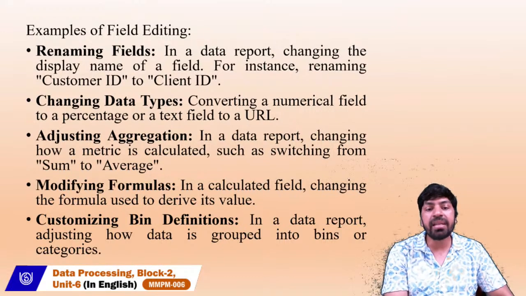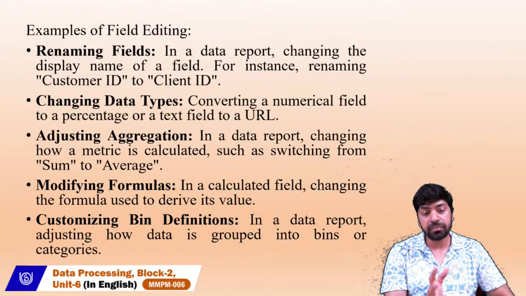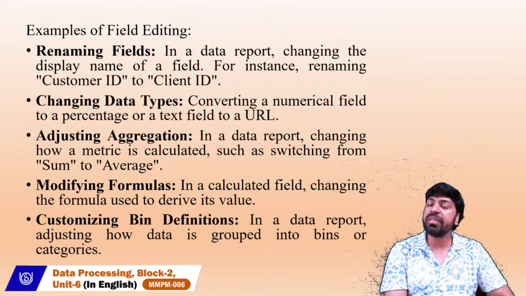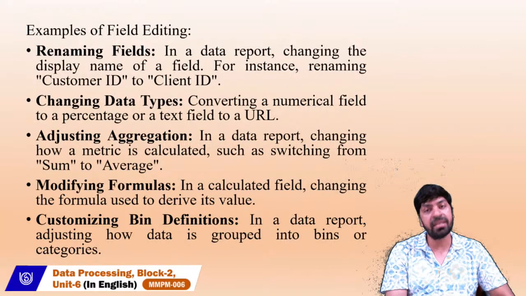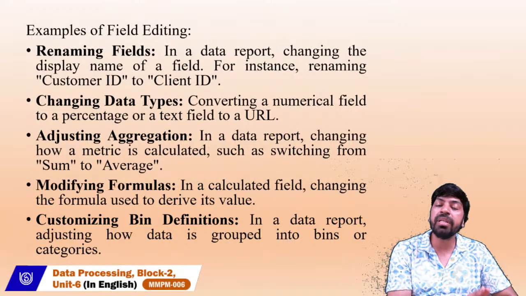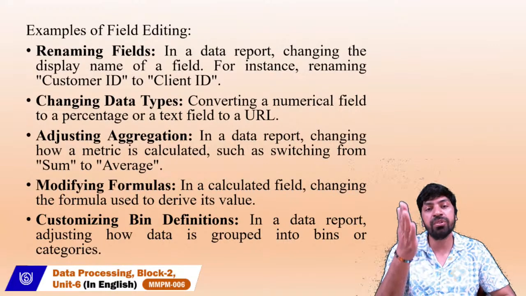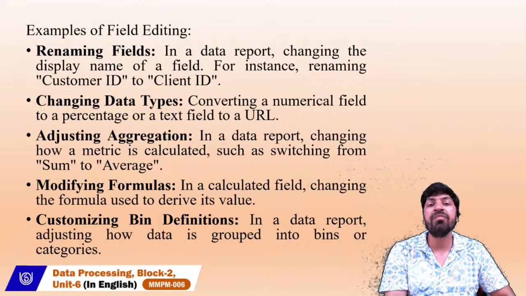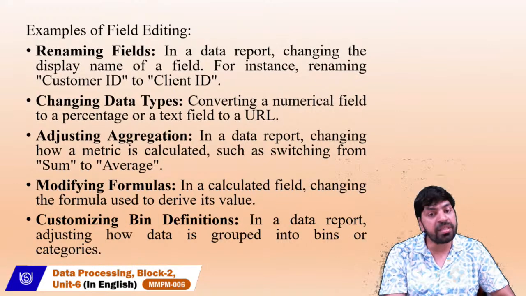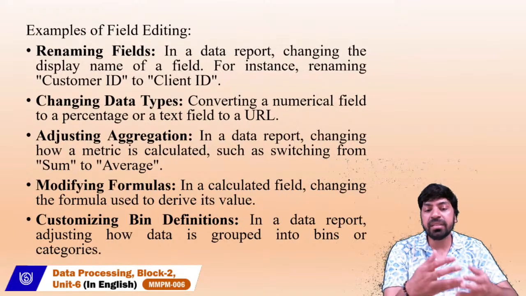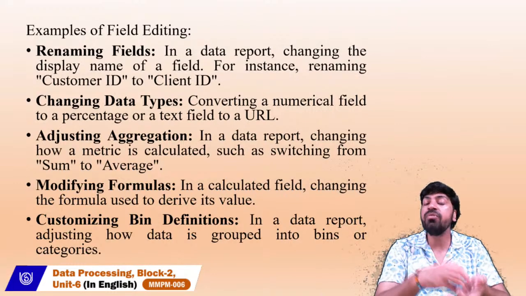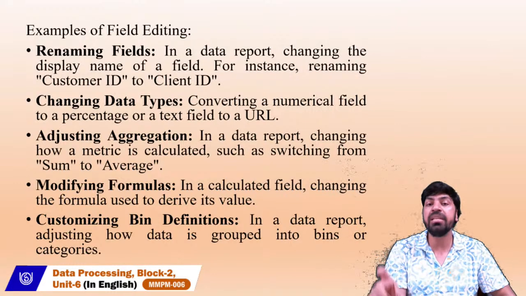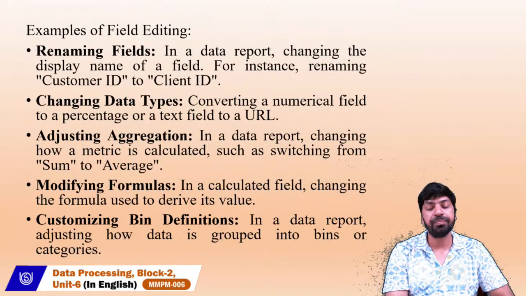Next one is customizing bin definitions. In a data report or data case, a researcher can easily adjust how the data is grouped into bins or categories. For example, gender can be classified into 3 or 4 categories like male, female, others, or transgender. This is how the data could be grouped into categories, when it comes to the main variable, the main field, called gender.